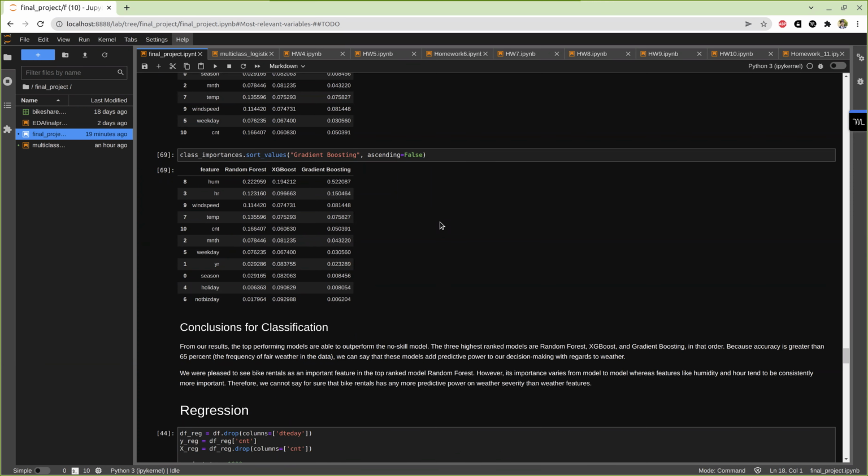So some conclusions for the classification. Our results were pleasing to us. We did learn a lot about feature importance and how the models varied. Unfortunately, we cannot say for sure that bike rentals have any more predictive power than some of the other variables in regards to weather severity. But overall, we were interested and satisfied with the results.